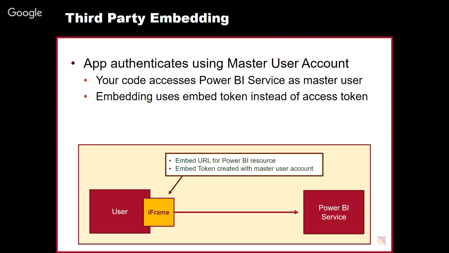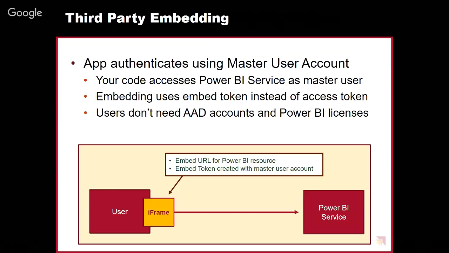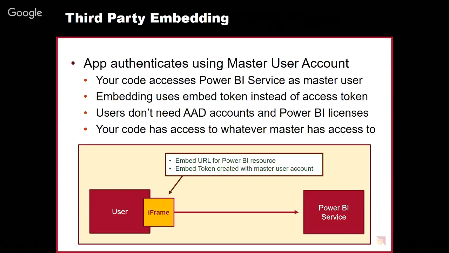And instead of using the very powerful access token that the master user has, and remember, the master user is going to be an administrator of the target app workspace, we're going to create a restricted token, which is known as an embed token. So we're going to use special tokens. And what's nice about that is users don't need to have Azure Active Directory accounts. Users might have never even heard of Office 365, and they don't have to have any Power BI licenses. So your master account has a Power BI Pro license, but that's all that you have. And your code then has access to whatever the master account has access to.